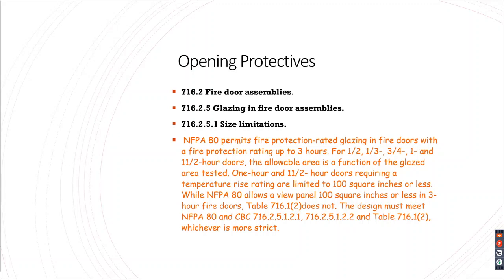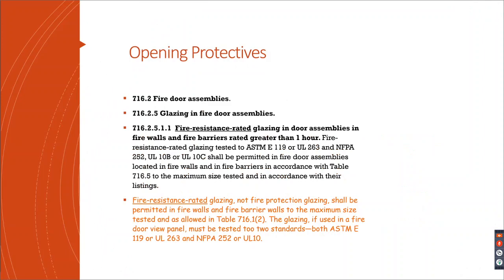So up to the hour and a half doors, the allowable area is a function of the glazed area tested. And then 1 hour and hour and a half doors that require temperature rise ratings are limited to 100 square inches or less. And then while NFPA 80 allows a view panel of 100 square inches or less in the 3 hour door, Table 716 doesn't. So remember, code trumps that then. We're more stringent. So if you've got glazing that exceeds the 100, you have to have that additional test, even though NFPA 80 allows it, because we're more stringent. But for the other doors, the criteria pretty much matches.